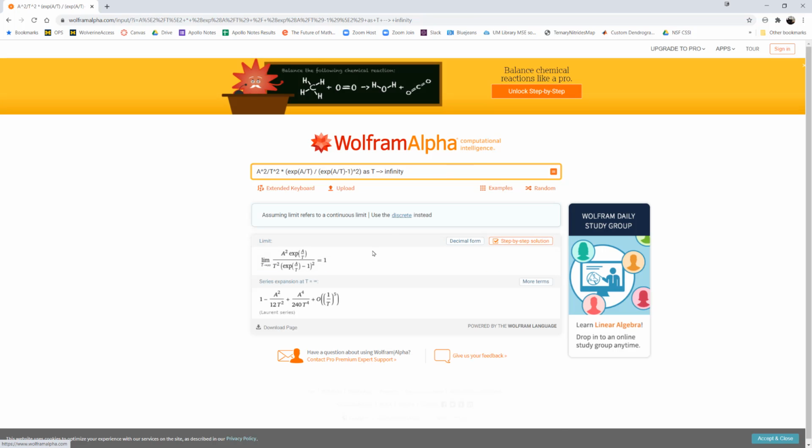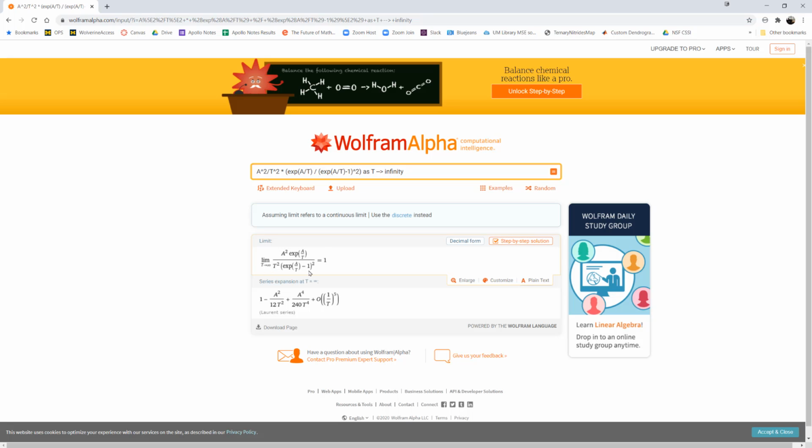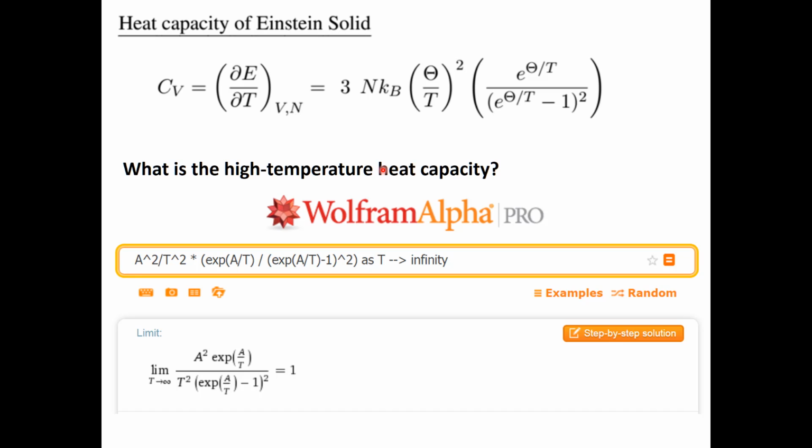And boom! The limit as t goes to infinity of this large expression equals 1. Okay? So thank you, Wolfram Alpha. You don't need to be good at math when you have the internet. Okay, so this term on the right equals 1. So C_V at high temperature goes to 3nk_B, which is 3R. Okay, so we reproduce the law of Dulong and Petit.